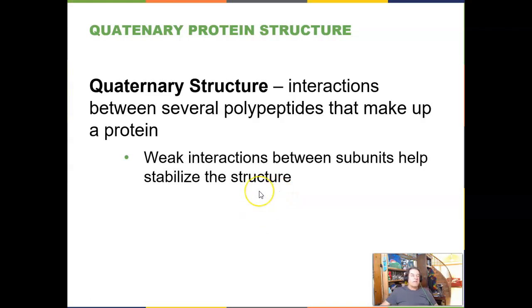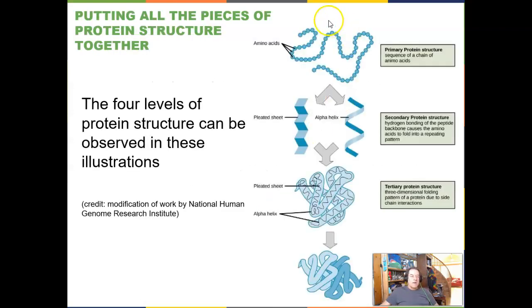Peptidase, a protein that is an enzyme that digests proteins? No, there's no quaternary structure. It just depends on the particular protein. All right, primary structure, the chain. Secondary structure, sheets or helixes. Tertiary structure, unique three-dimensional folding patterns.